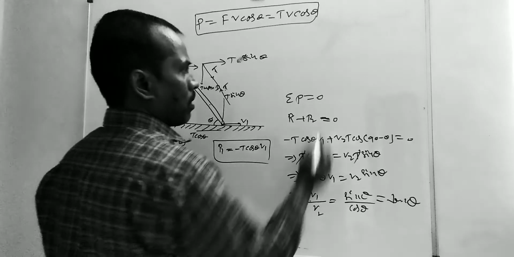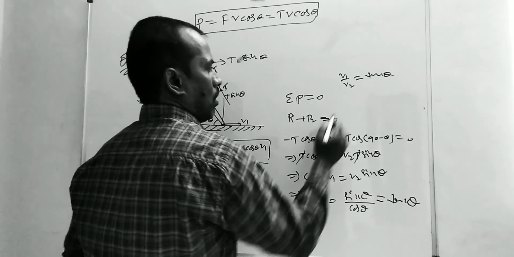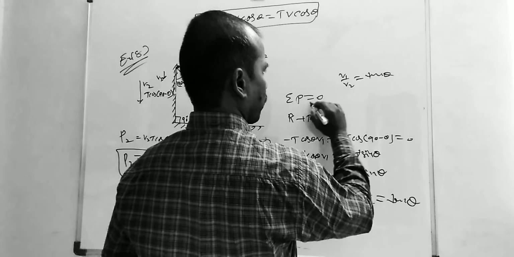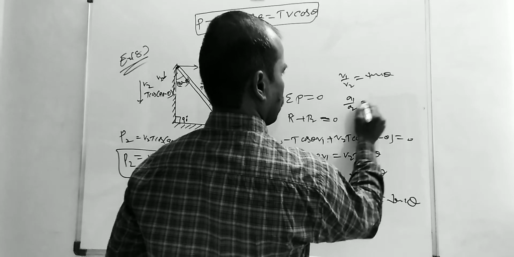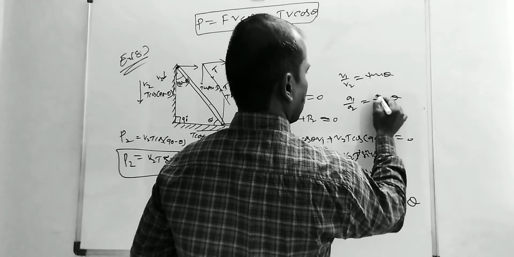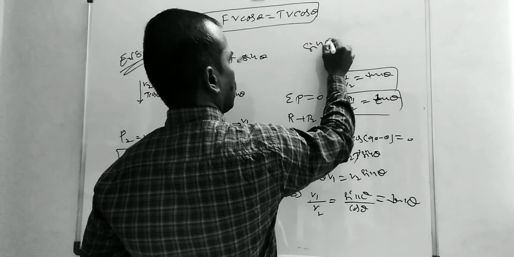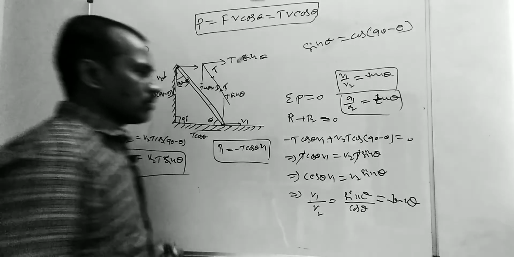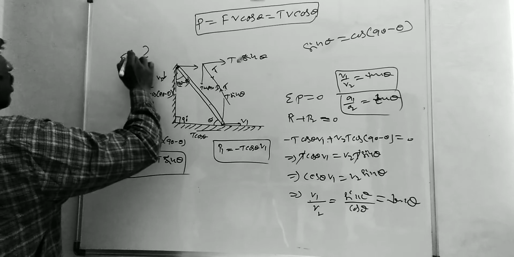So here V1 by V2 is equal to tan theta, and the ratio of the accelerations of the two blocks at the two ends of the rod, a1 by a2, is equal to tan theta. Here sin of theta is equal to cos of 90 minus theta. This is the example. So next, problem 9.